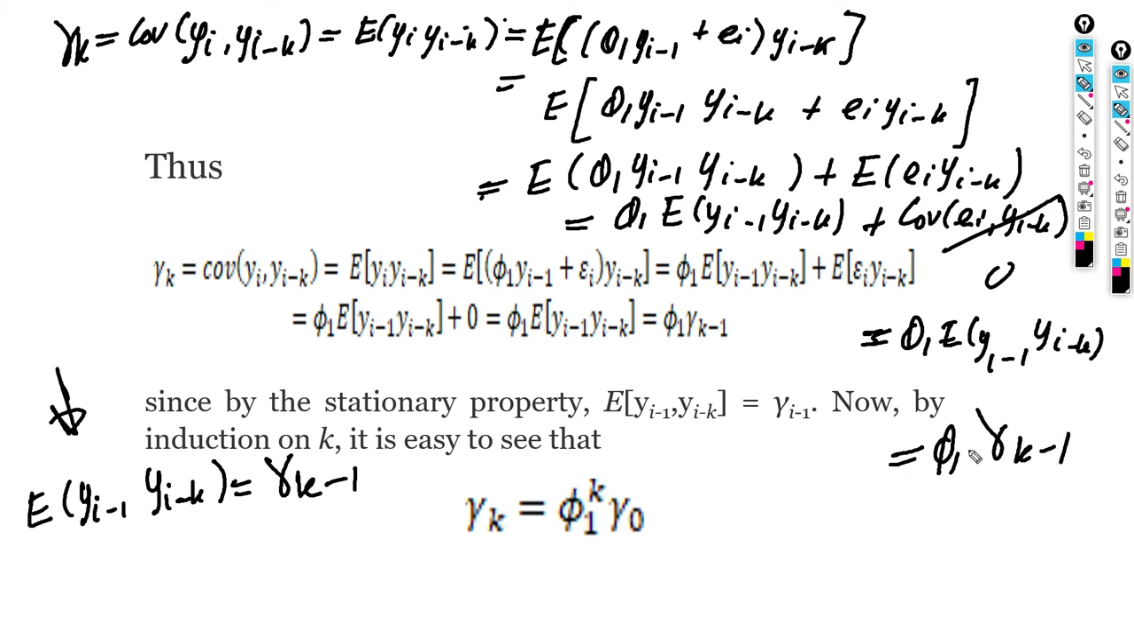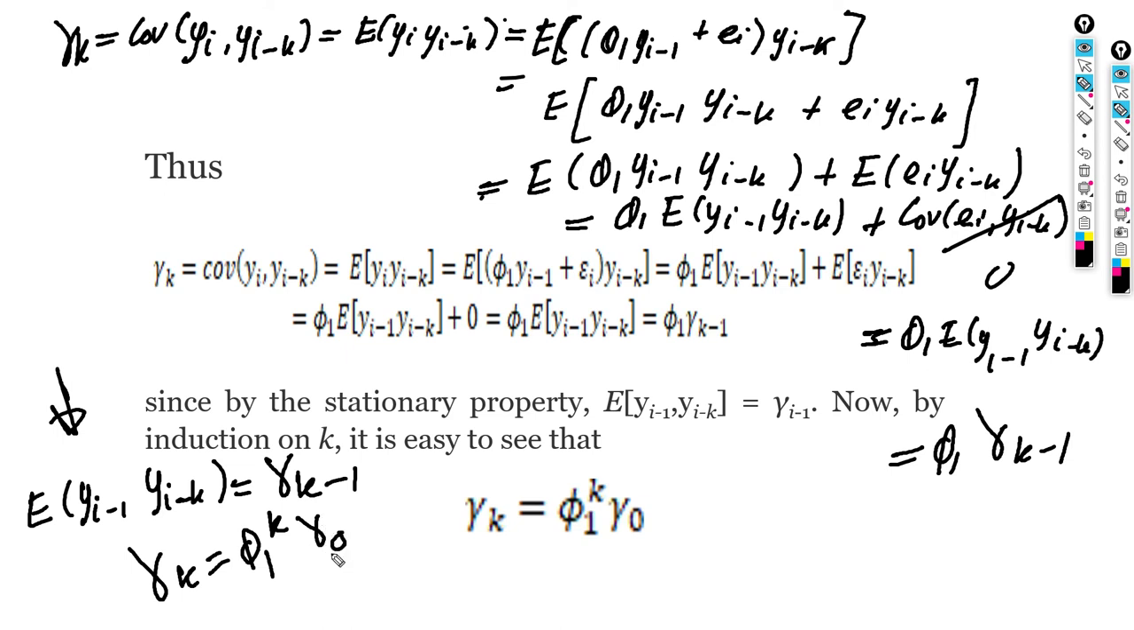And now, also by definition, there is a proof here also, gamma sub k is equal to phi 1 raised to k times gamma 0.